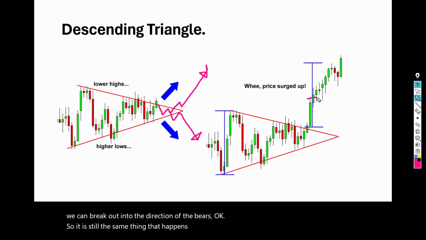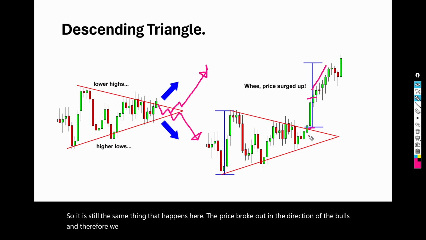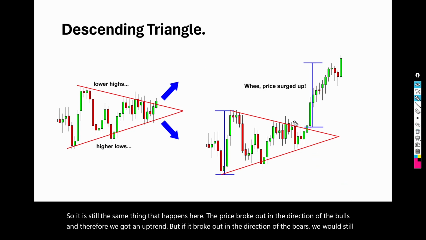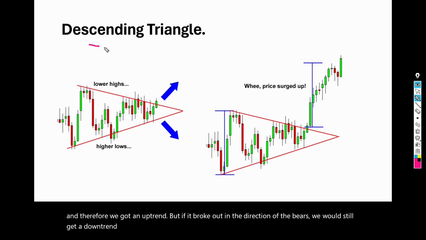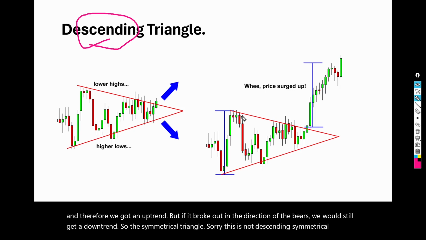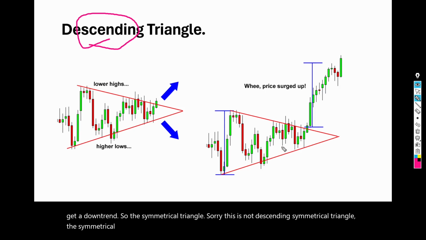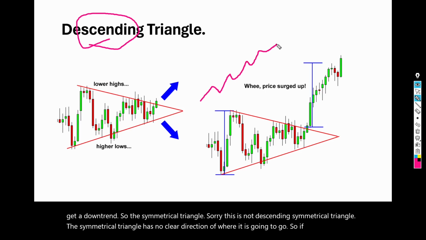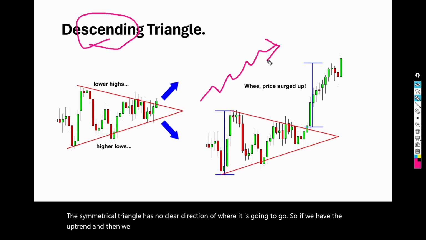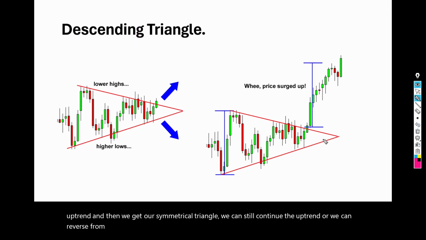Okay, so it is still the same thing that happens here. Here the price broke out in the direction of the bulls, and therefore we got an uptrend. But if it broke out in the direction of the bears, we would still get a downtrend. So the symmetrical triangle, sorry, this is not descending, it's a symmetrical triangle. The symmetrical triangle has no clear direction of where it is going to go. So if we have the uptrend and then we get our symmetrical triangle, we can still continue the uptrend, or we can reverse from that uptrend.